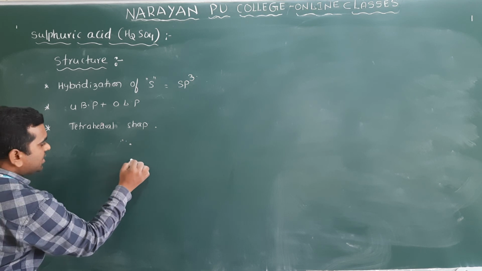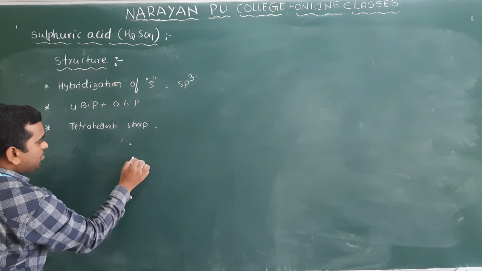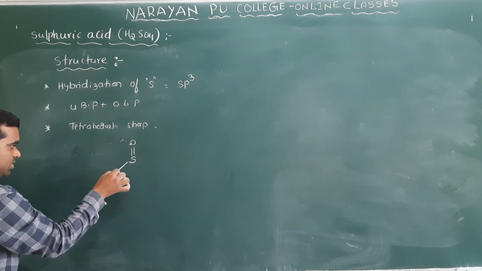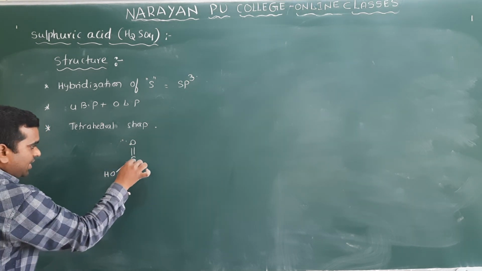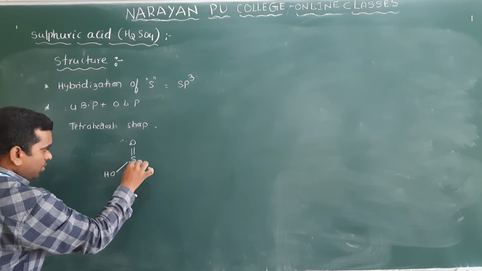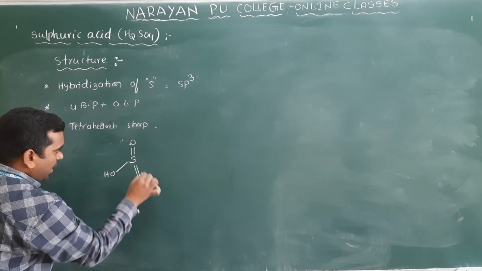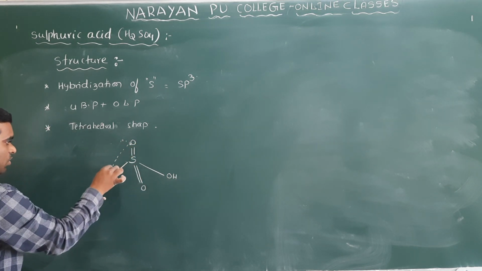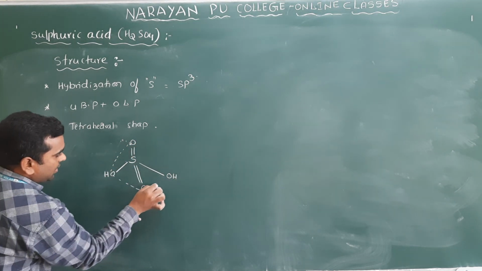I have already discussed that it is sulfuric acid, so first you have to write a double bond O, and another one is OH, and here there will be a double bond O, and here an OH. So this is what we call the tetrahedral structure.